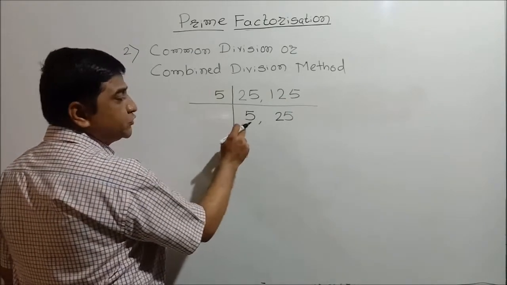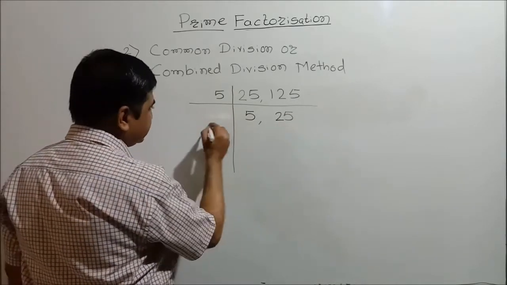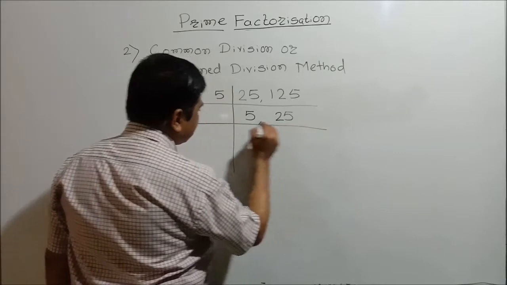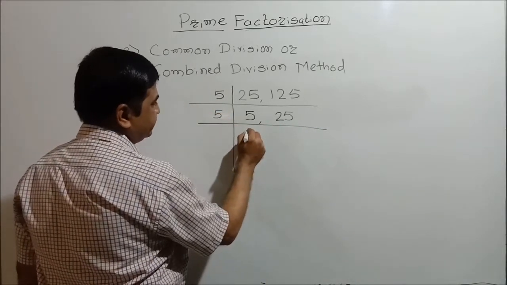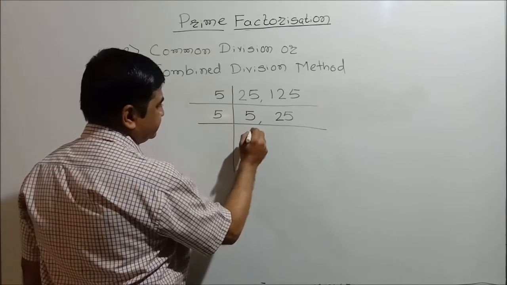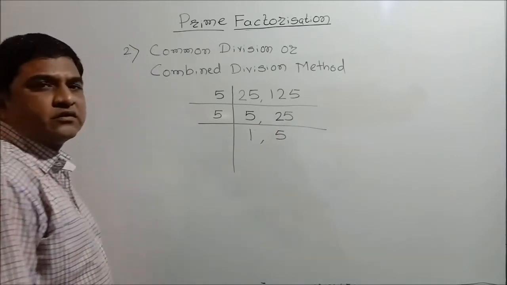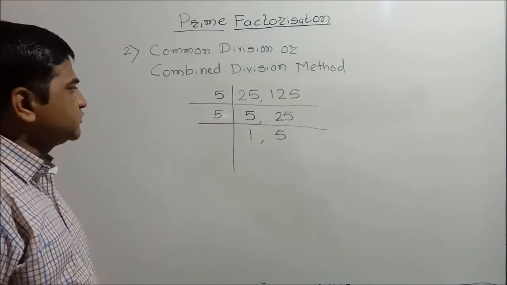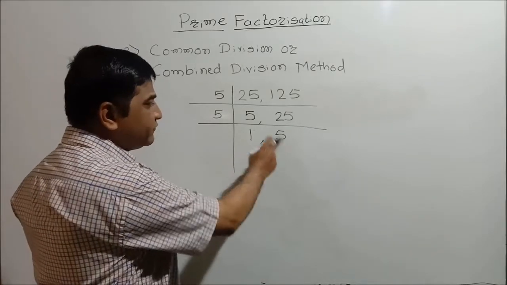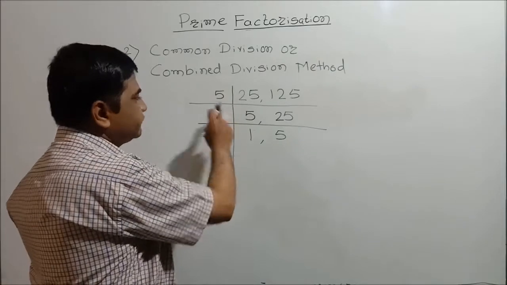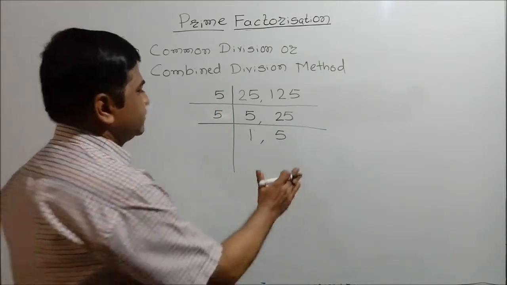Now, you can see that 5 5s are 25, so I can divide both the numbers by 5 simultaneously, and I get 5 1s are 5, and I will get 5 5s are 25. Okay. Now we will stop here because we now get the prime factors of both the numbers. Because 1 and 5 being prime numbers, 5 and 5 being prime numbers, they further cannot be factorized. So we'll stop here.